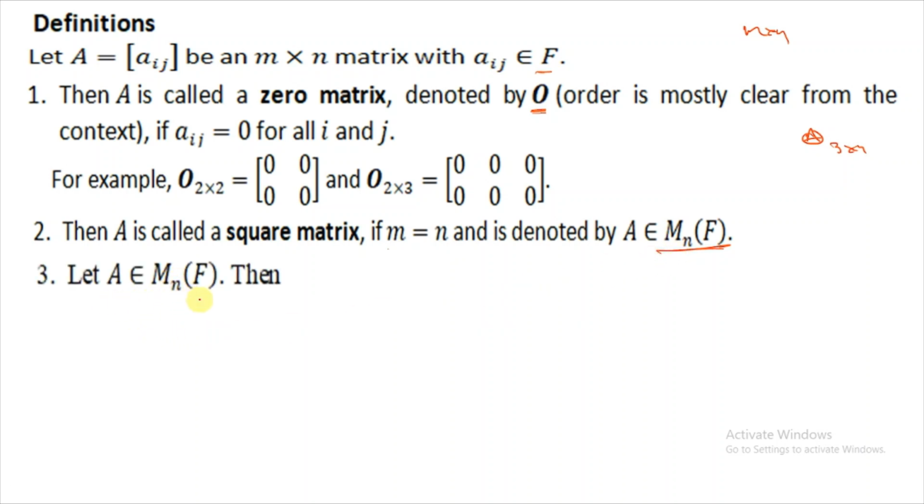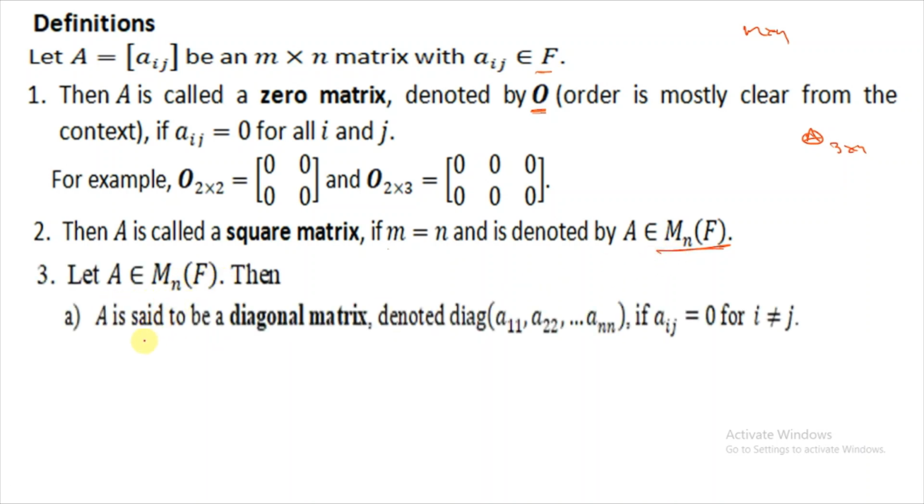Like A belongs to M and F. That means a square matrix. A is said to be a diagonal matrix, denoted by diagonal A11, A22, up to Ann, if Aij is 0 for all i not equal to j. Suppose it is a 3 by 3 matrix. Diagonal matrix means this A11, and the remaining are all 0. A22, 0, 0, A33. Only these diagonal elements are non-zero.